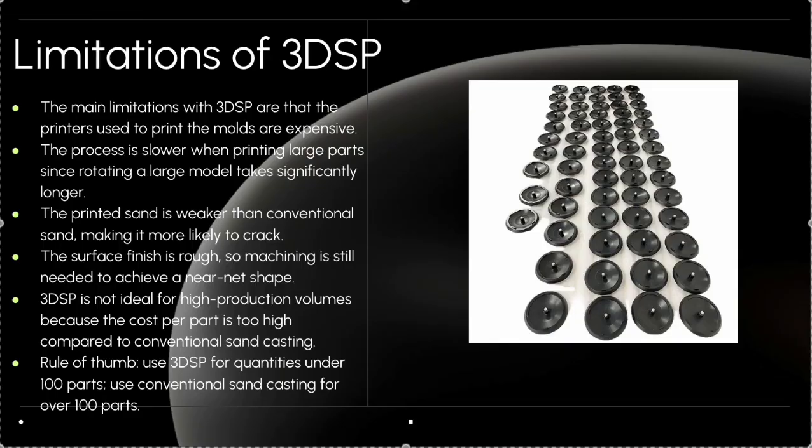The final limitation is that we can't really use this process to create high production volumes of parts. This is because our cost per part would be too high compared to conventional sand casting. As a general rule of thumb, when working with quantities that are less than 100, use 3D sand printing. When creating over 100 parts, it's best to use conventional sand casting.